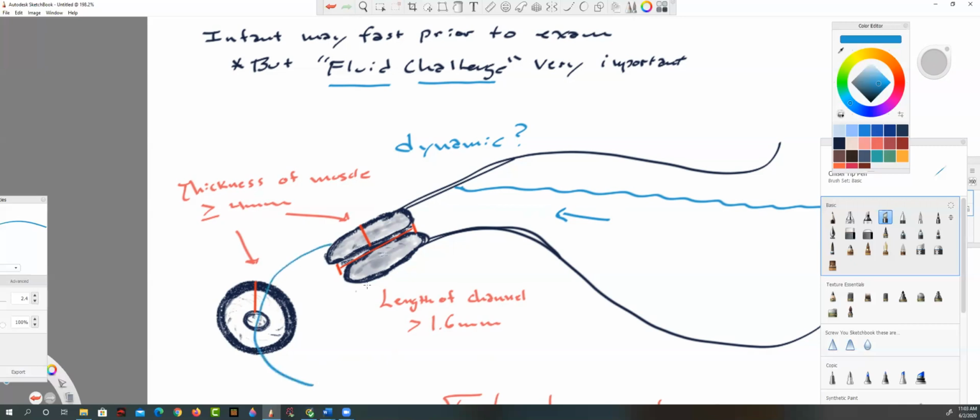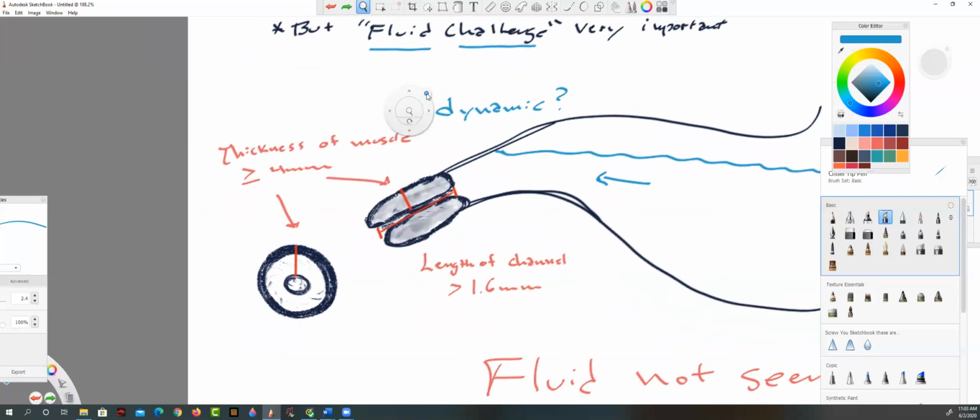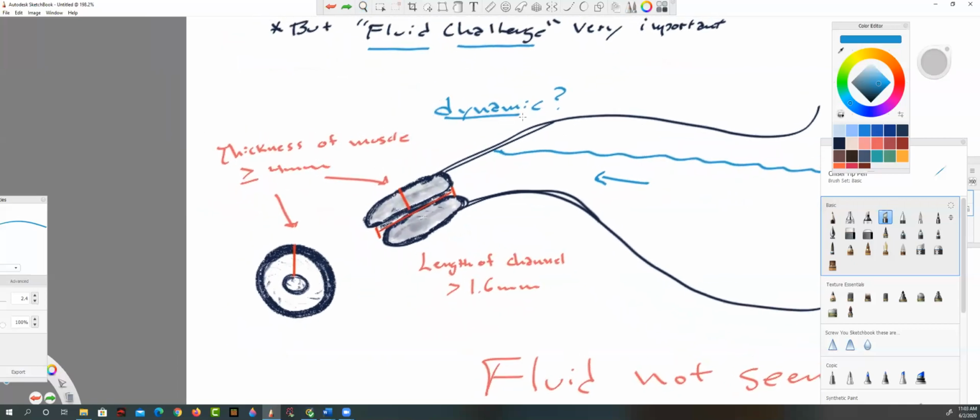So our duodenum's coming around like this. With this muscle, we look at, well, is it dynamic? Or does it stay in one position and one shape the whole time? Is the thickness of the muscle 4 millimeters or greater? And so that's this measurement from the channel to the outside. Is the length of the channel greater than 1.6 millimeters? And so if it stays in this position and its length is longer than 1.6 millimeters, that too is an indication.